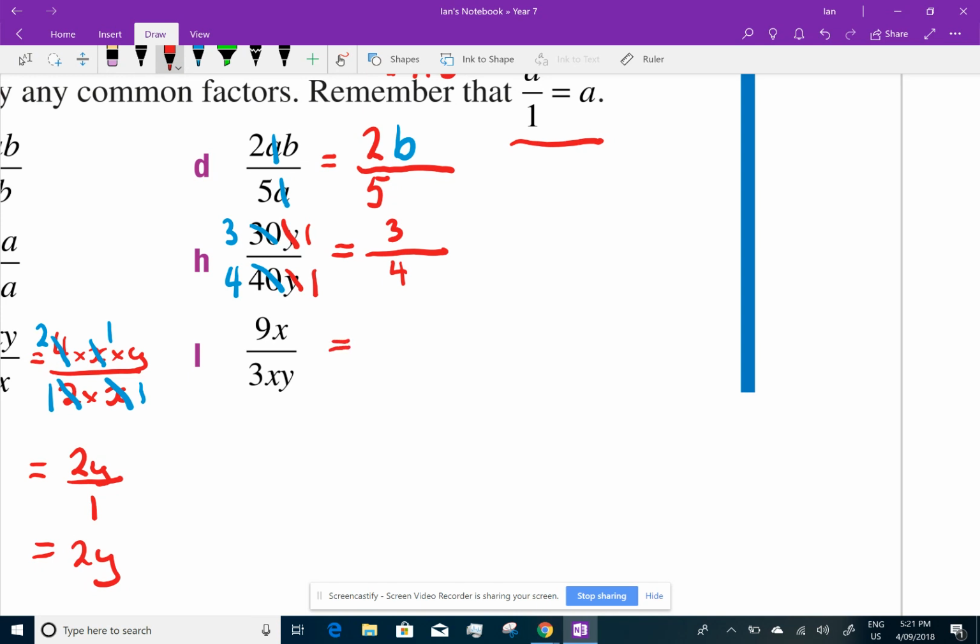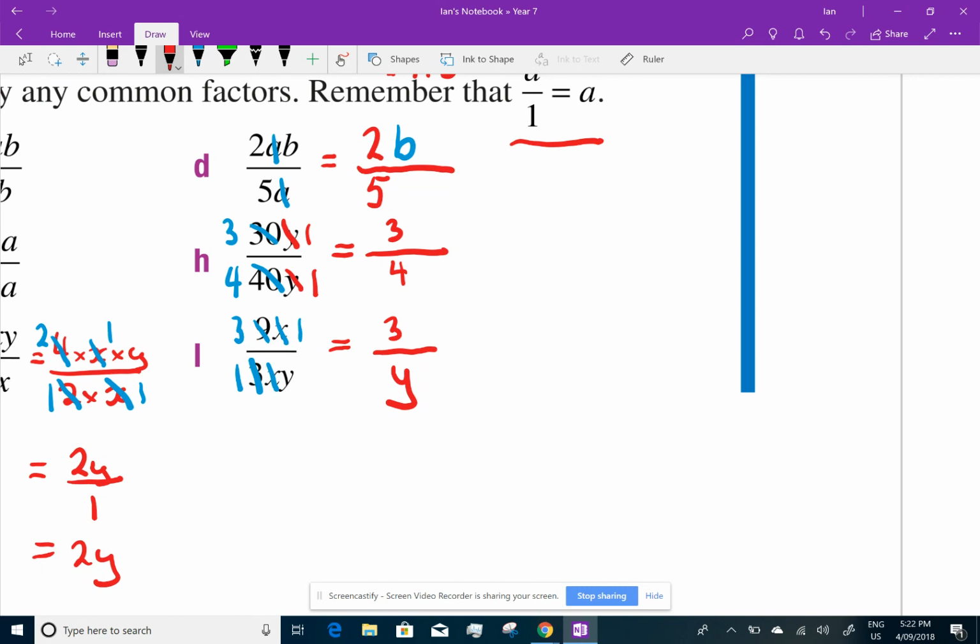Let's have a look at this one. Do the numbers first. Does anything go into 3 that goes into 9? Yes. 3 goes into itself once. 3 goes into 9 3 times. So I'm going to get a 3 on top. I don't need to write the 1. You can if you want, but you don't need to. X goes into itself once. X goes into itself once. Well, they've gone. Again, I don't need to write the 1. And there's no other letters. So I've got to have a Y down below.